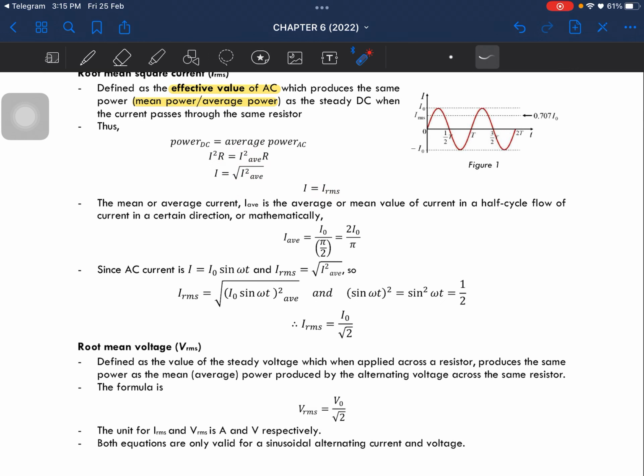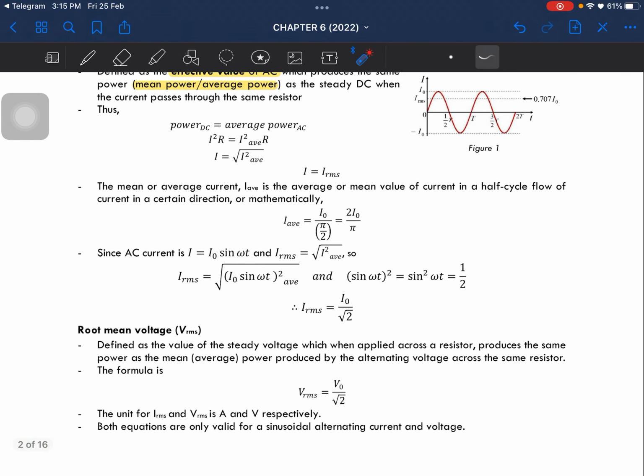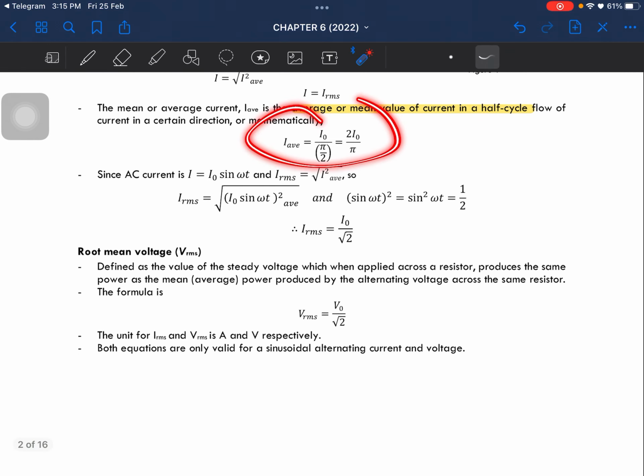Okay, so the mean or average current, it is the average or mean value of current in a half cycle, in which current flows in a certain direction. Or mathematically you can just write it as this one here.